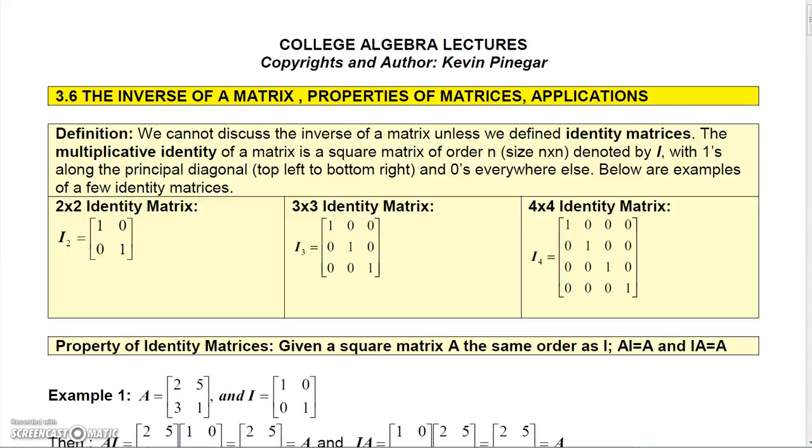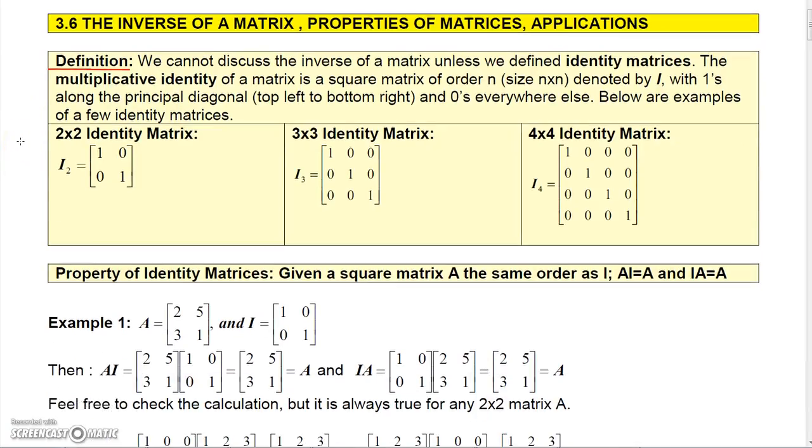In this section, we're going to talk about the inverse of a matrix and a couple of other topics. Before we discuss the definition of the inverse of a matrix, we need to talk about what is the multiplicative identity of a matrix.